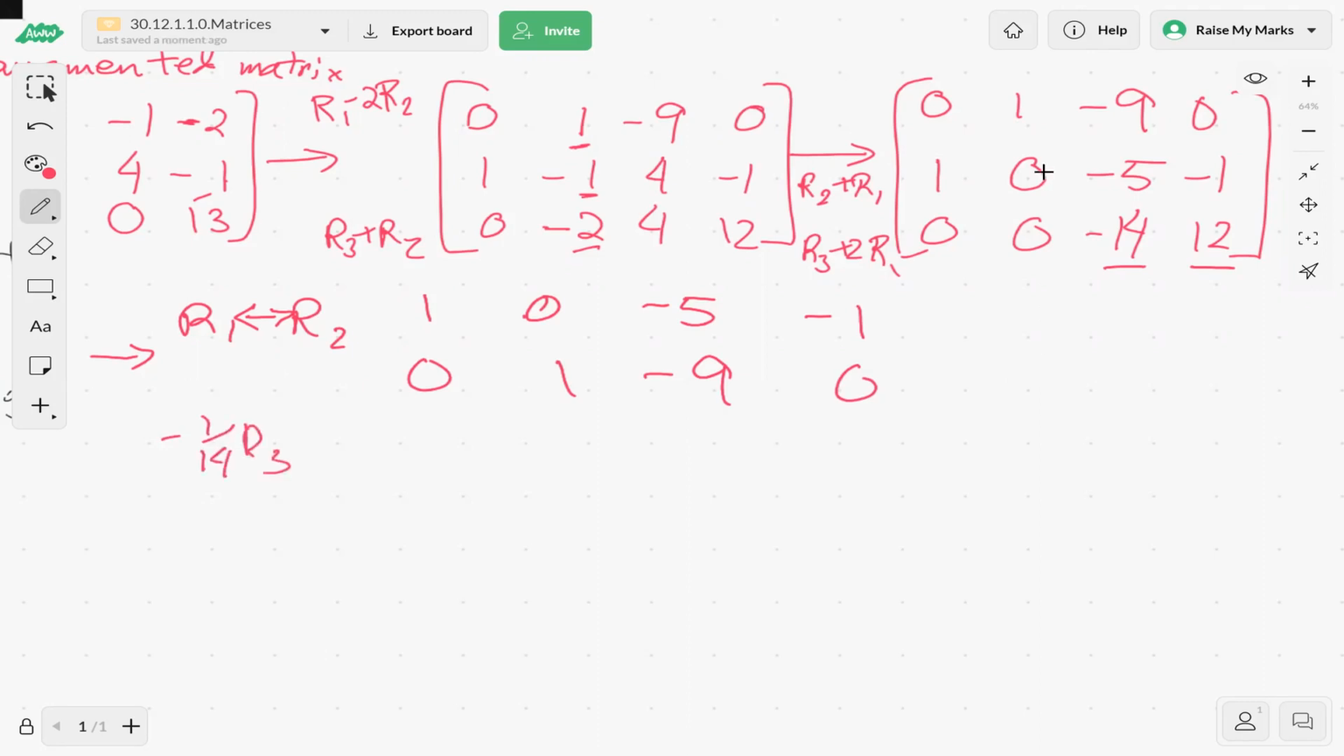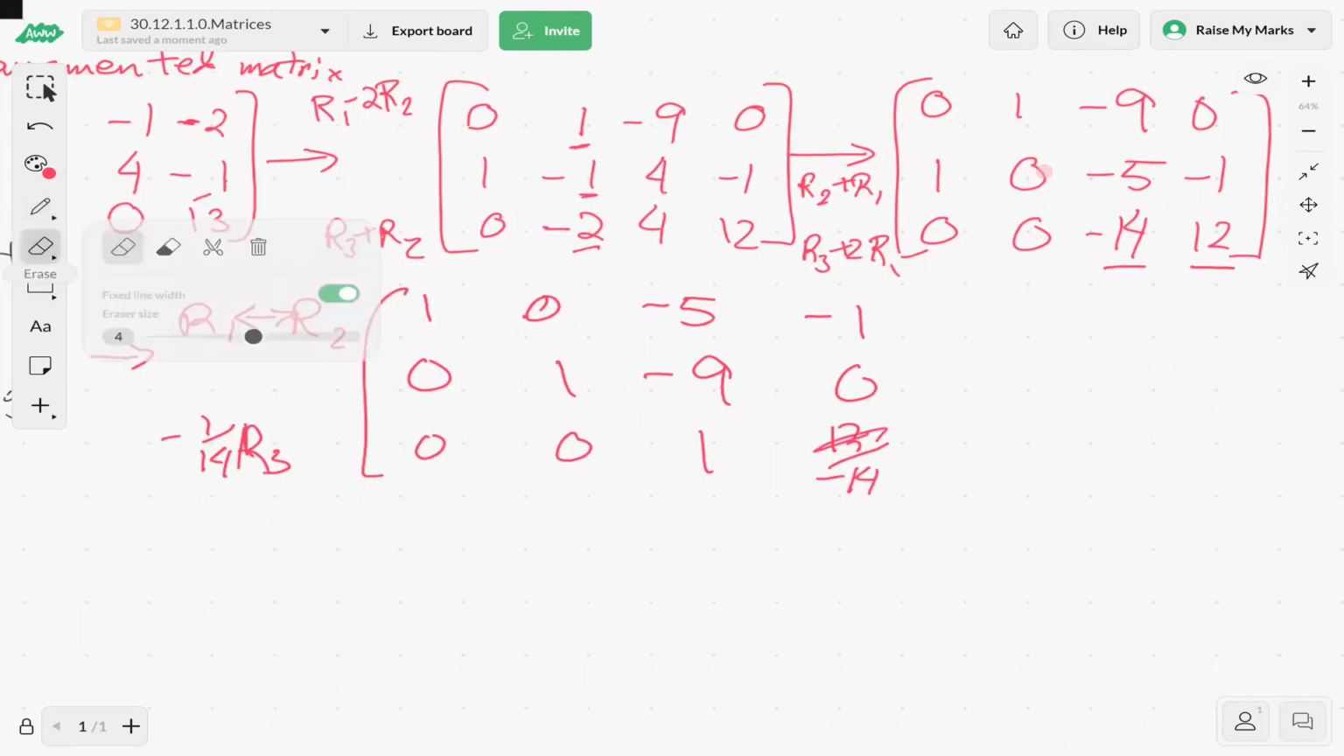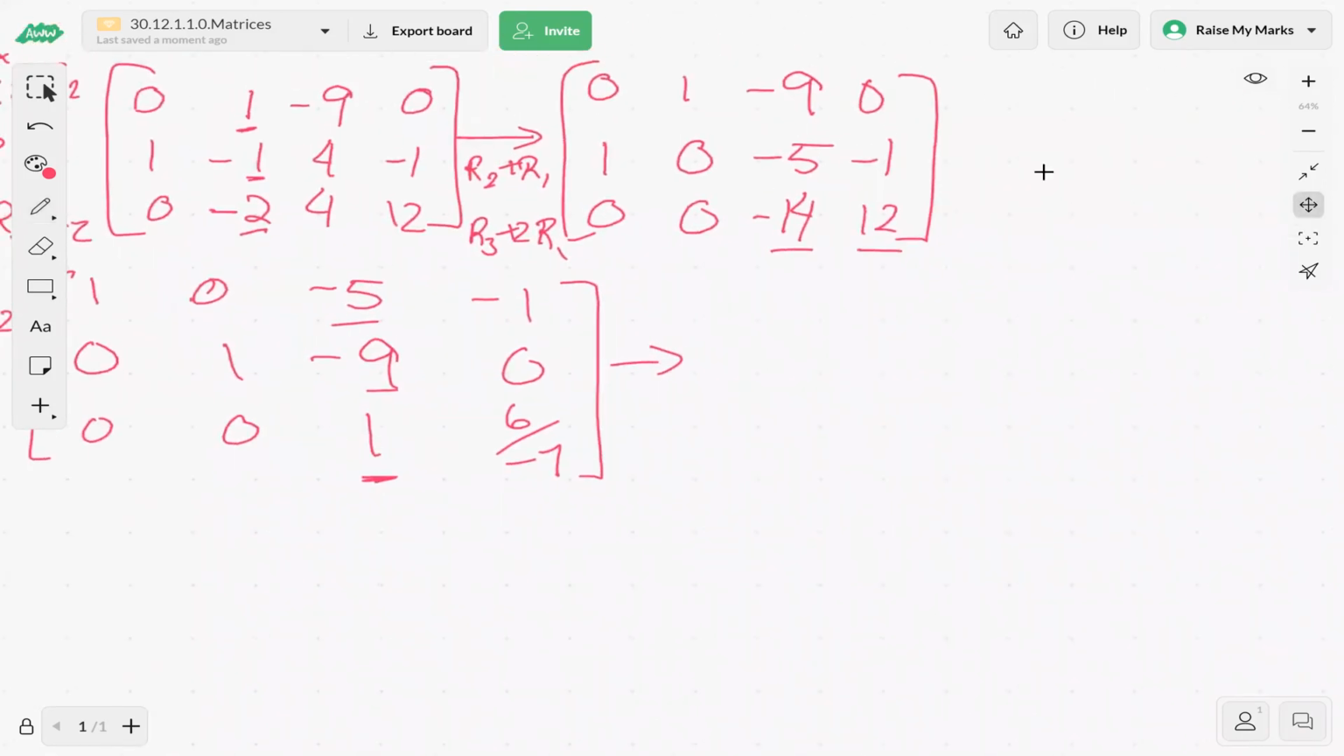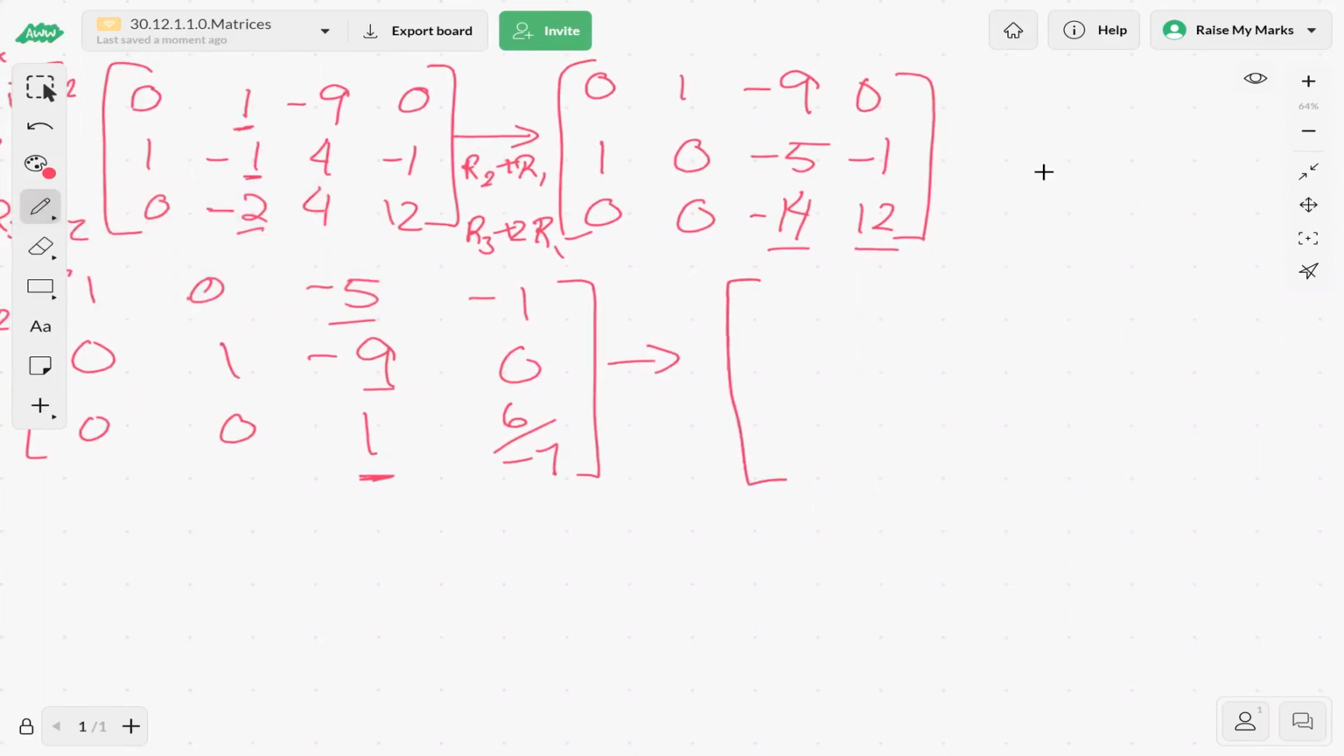All right. 0, 0, 1, and 12 over -14. We have a common factor of 2, so it's actually 6 over -7. Okay, that looks good. All right, so now what we're going to do is take this 1 and try and eliminate the -5. Let's see if we can do that easily.